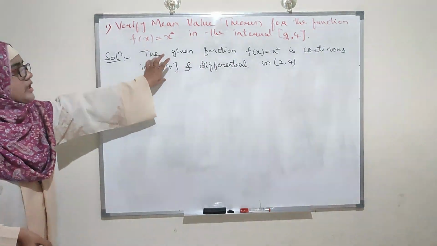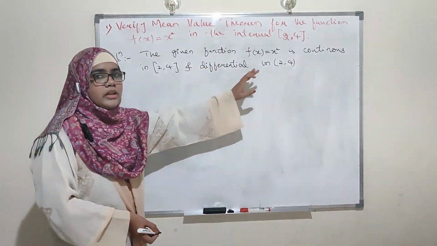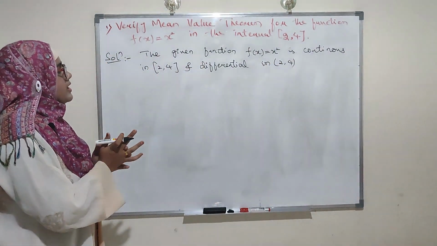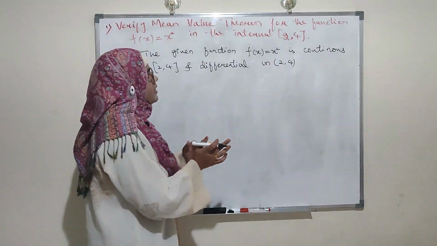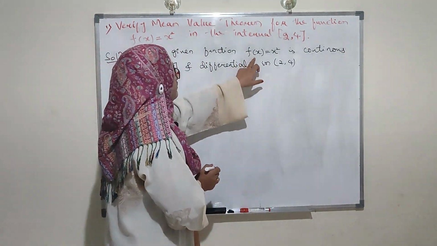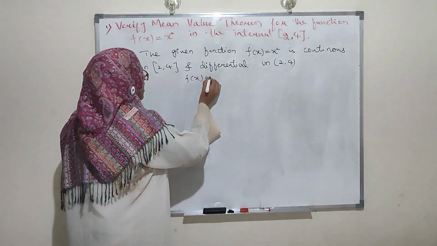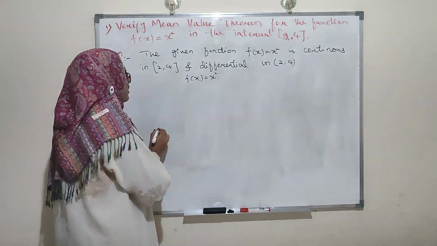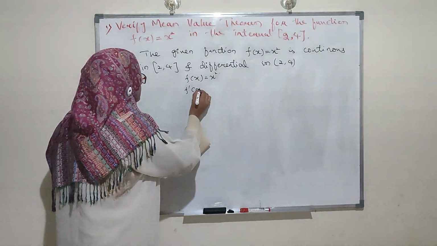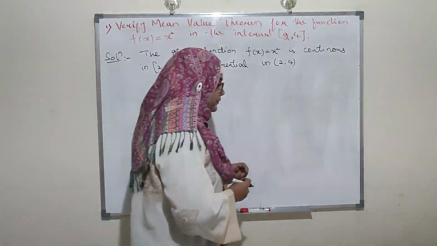The given function is continuous in the closed interval 2 comma 4 and differentiable in the open interval 2 comma 4. So how is it continuous and differentiable? Because f of x is x square. Differentiating this, we get f dash of x is equal to 2x.